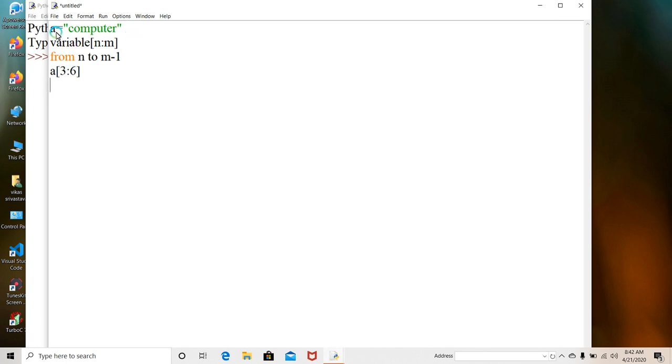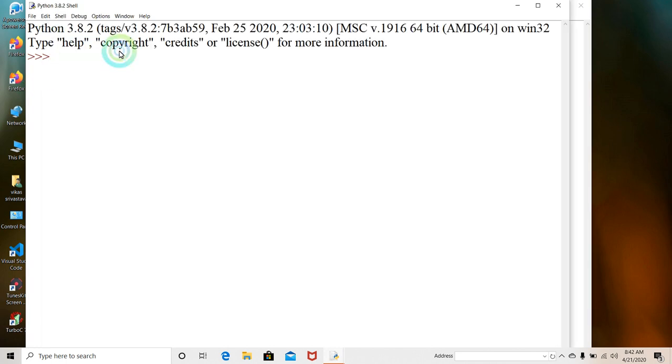There are a lot of ways, and I will explain them one by one. Here I have a is equal to computer and I have written a from 3 to 6. From 3 to 6 means, in computer, I will make the index: 0 1 2 3 4 5 6. 6 means we get the values from 3 to 5.